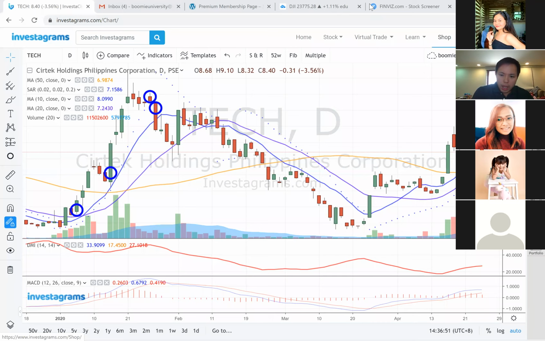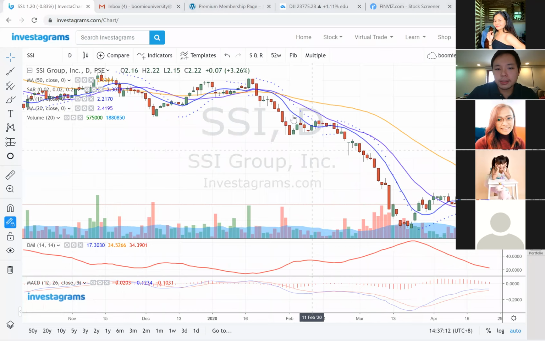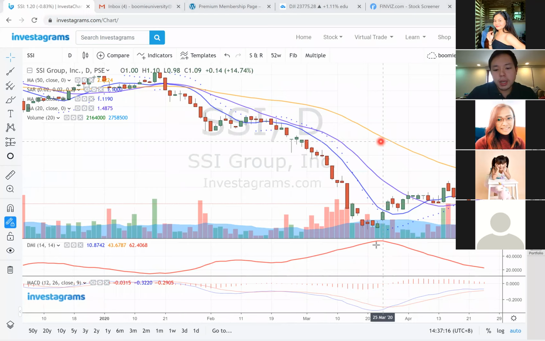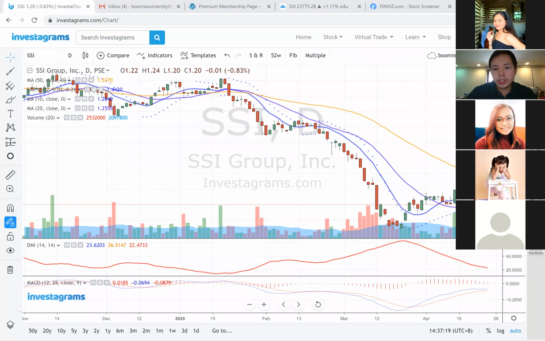I will not suggest buying stocks with a share buyback program just because they have a share buyback program. Why? Because SSI has had a share buyback program for the last 2 years. But what happened to the price? It's still going down. So a share buyback program is just something that will help you. Oy, may share buyback program yung X company. So, I will check the chart. I will check what's happening. And after that, I will decide kung bibili ba ako or not. Okay?